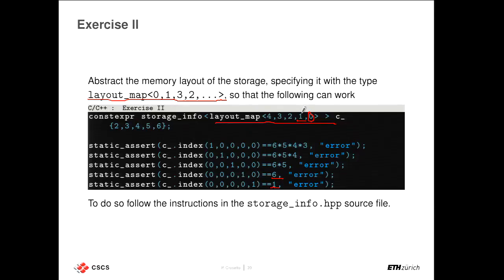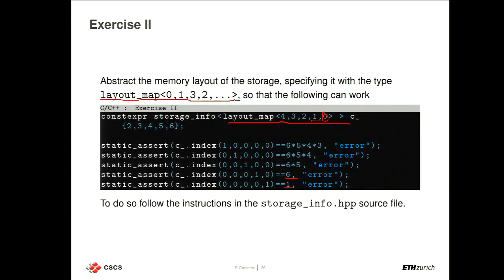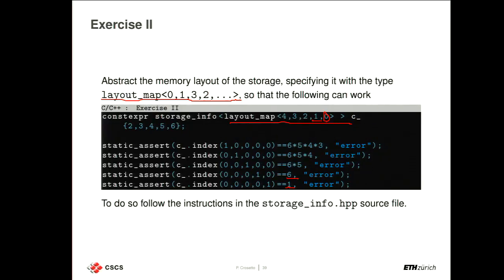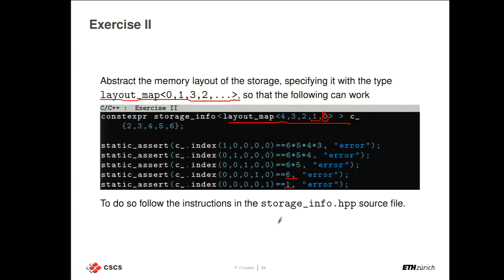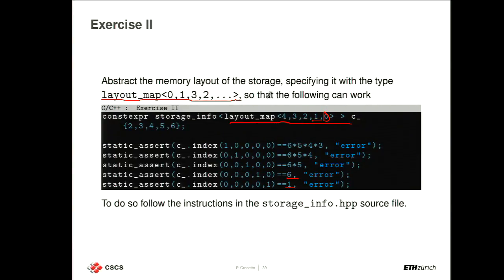Now we want this to be specified by the user. To implement this, you can follow the instructions in the storage info.hpp file in the examples code. There's already the layout map.hpp file, so you don't have to implement that, and there are already some instructions on the parts which you will have to change.